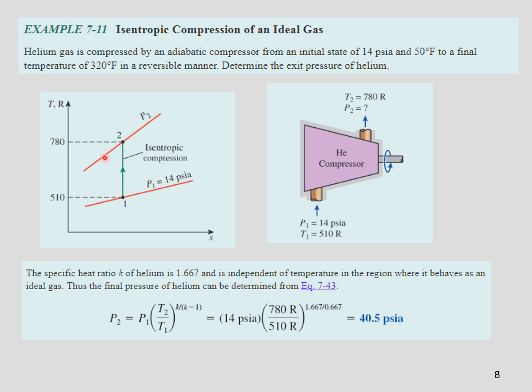In this case, the specific heat ratio k of helium is 1.667, and this is independent of temperature in this region, since it behaves like an ideal gas. So we can use the approximation here rather simply and solve for P2. With 14 psi coming in and the ratio of temperatures, we get 40.5 psia.